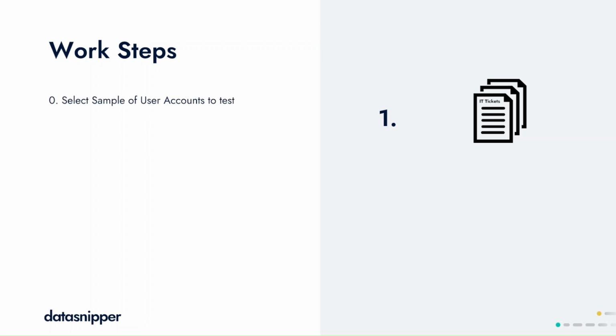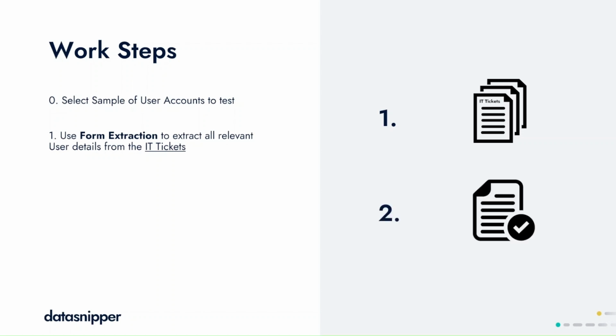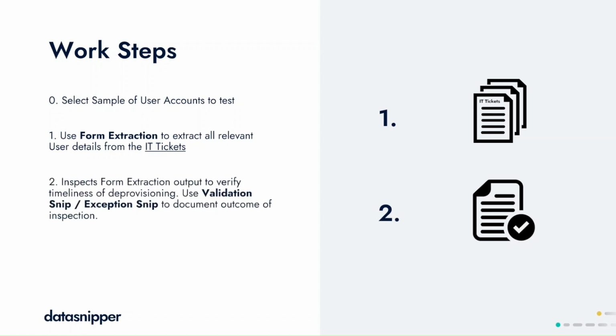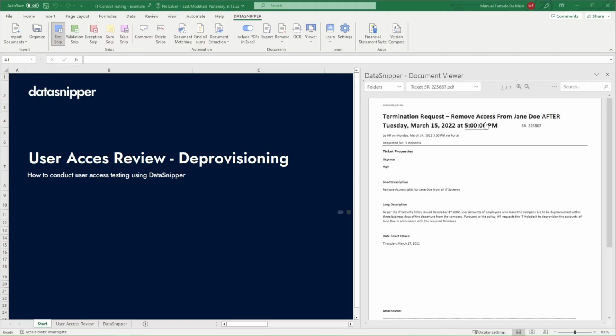The use case starts with selecting the various user accounts to test for which we'll receive IT tickets. As they have the same layout, we can utilize form extraction to extract all of these details at once and subsequently inspect all the information needed directly through the linked snips, where we can confirm or deny by utilizing validation and exception snips. So in the use case file, we'll see that we have our IT tickets included.